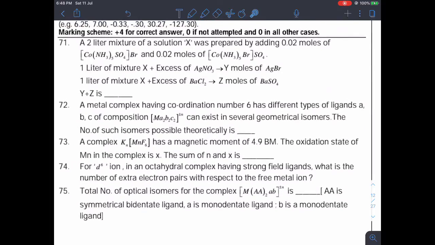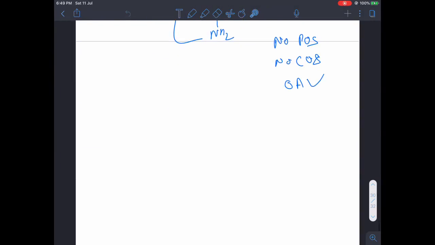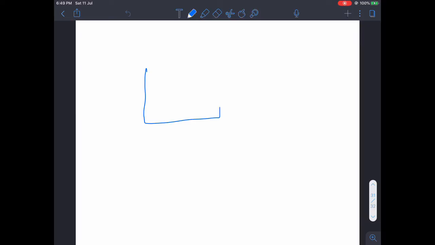A 2-liter mixture of a solution X was prepared by adding 0.02 moles of this and 0.02 moles of this. Now what they are saying, they have taken a 2-liter solution by mixing 0.02 mole each of A and B. Now let's solve it. So the total volume that we have here, how much? 2 liters. And how many moles of A and B are taken? 0.02, 0.02.